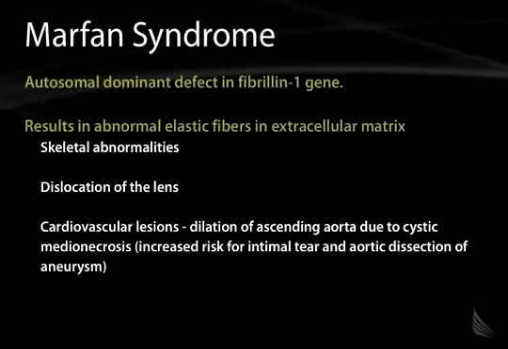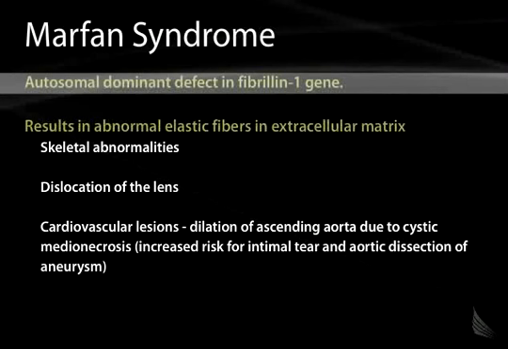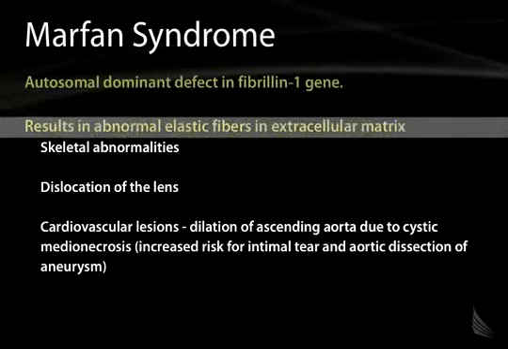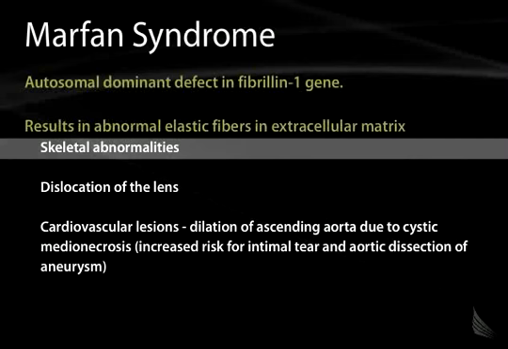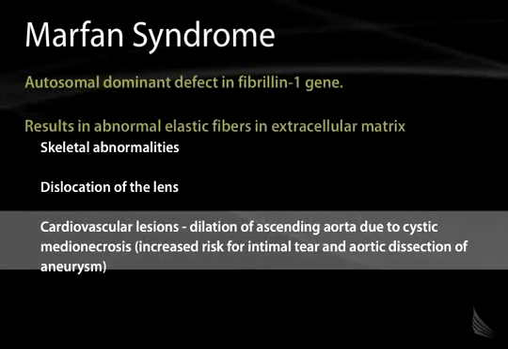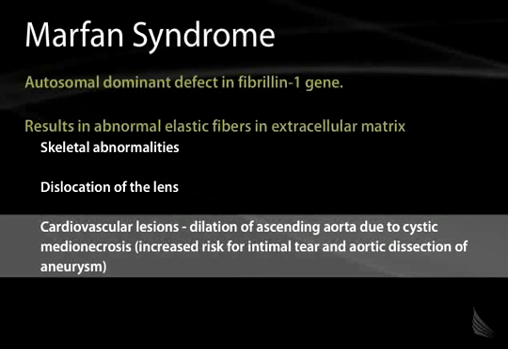Now, there's a disease called Marfan syndrome, which is an autosomal dominant defect in the fibrillin 1 gene. And this results in abnormal formation of elastic fibers in the extracellular matrix. The main things that you see in this disease are skeletal abnormalities, dislocation of the lens, and cardiovascular lesions. Now, the cardiovascular lesions especially occur because of the elastic fibers which are found in large arteries in your body. And so what happens in Marfan syndrome is you get cystic medial necrosis, the loss of the tunica media, leading to aortic dissection, which can be fatal in these patients.